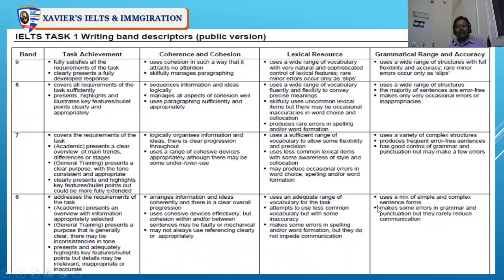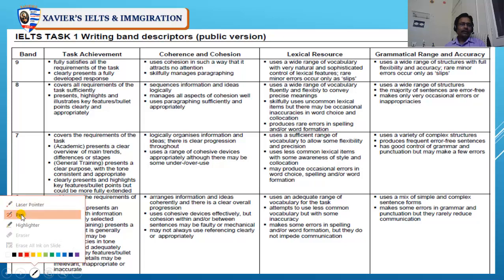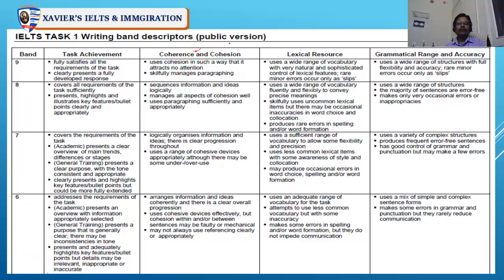So let's go to the band descriptors. In this, I have not taken the band descriptors below 6. I am just displaying band descriptors 6, 7, 8, and 9. Your Task 1 will be assessed based on task achievement, then coherence and cohesion, then lexical resource, and grammatical range and accuracy. Your Task 1 will be assessed on these four items.